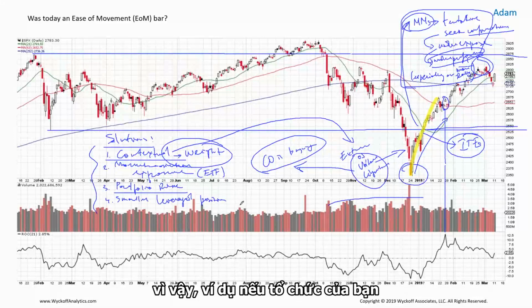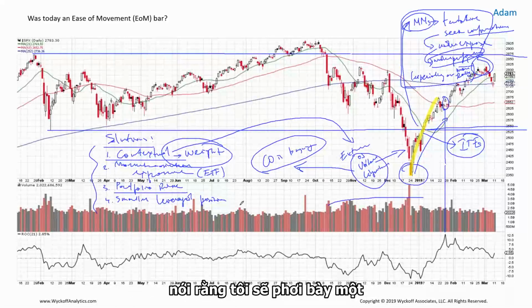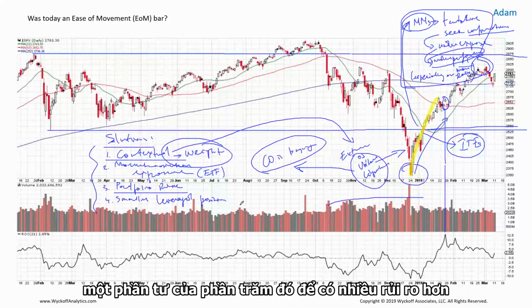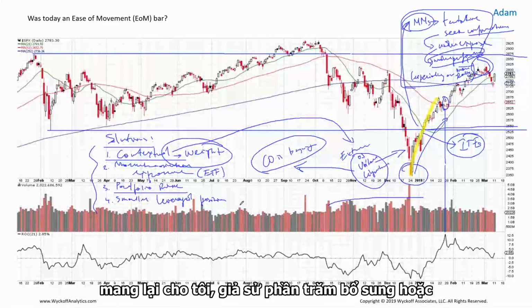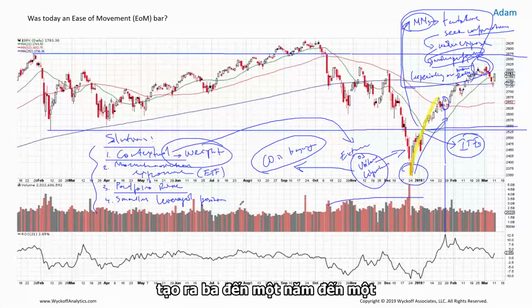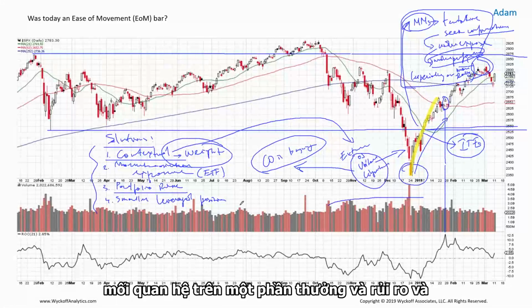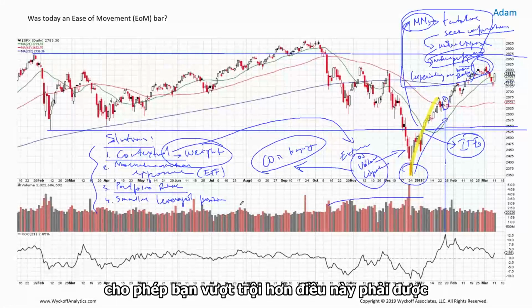So for instance, if your institutional risk there is at 1%, you could say that I'm going to expose a quarter of that percent to more risk than usual. But in an environment like this, if it works out, it's going to bring me, let's say, an additional percent or percent plus. So in a way, you're creating that 3-to-1, 5-to-1 relationship on reward and risk, and you're improving your equity, and that allows you to outperform.